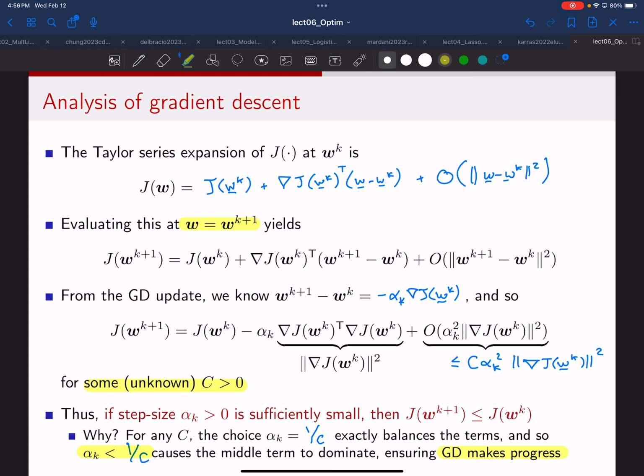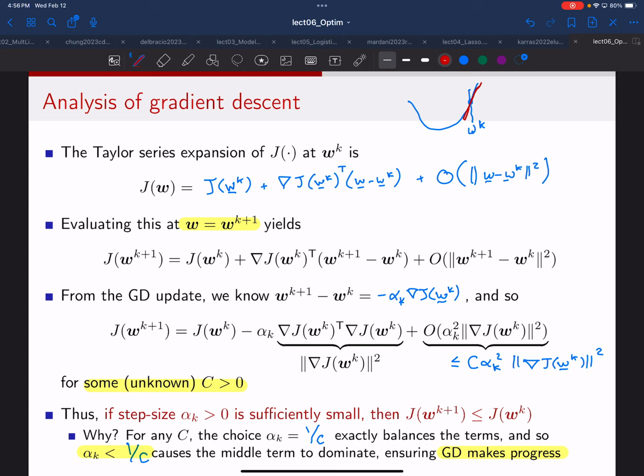Yes? Can you repeat where the C came from? Yes, that's a great question. So the value of C really depends on the function that we're minimizing. If I'm minimizing this function, this is in one dimension, and this is where I am at omega k, it's really about a linear approximation, and then there's an error. It really depends on the shape of the function at that point. It's something that changes every time we take a gradient step. And so we don't really know what it is.